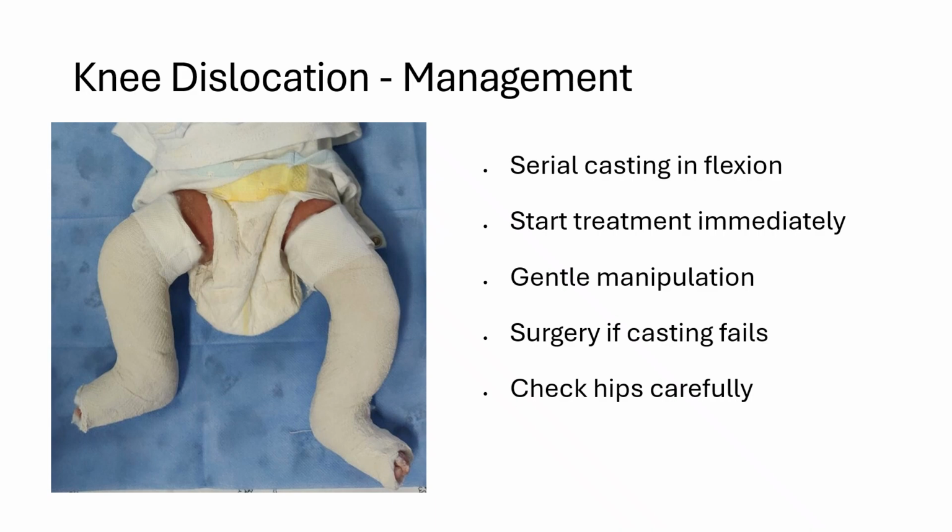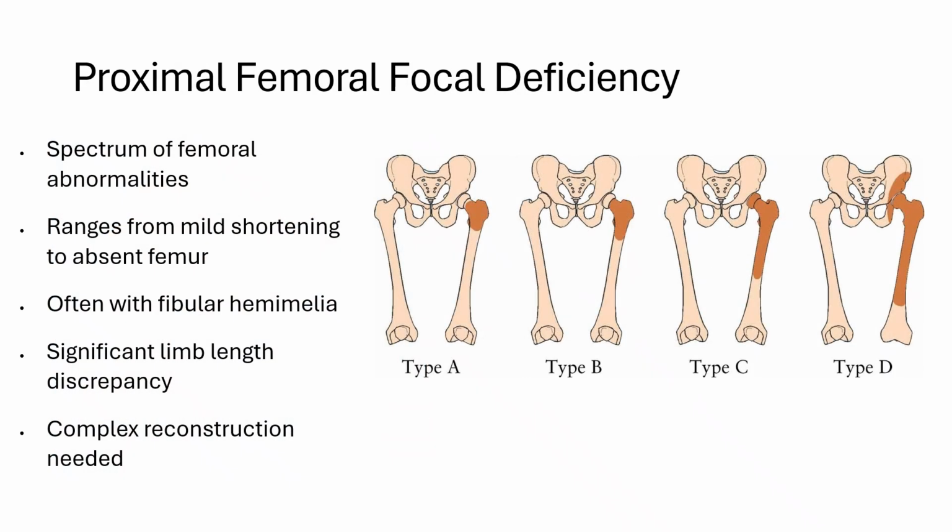The critical reminder involves checking the hips carefully, because the high association with developmental dysplasia of the hip means that successful knee treatment becomes meaningless if you miss coexisting hip problems that require their own intervention.